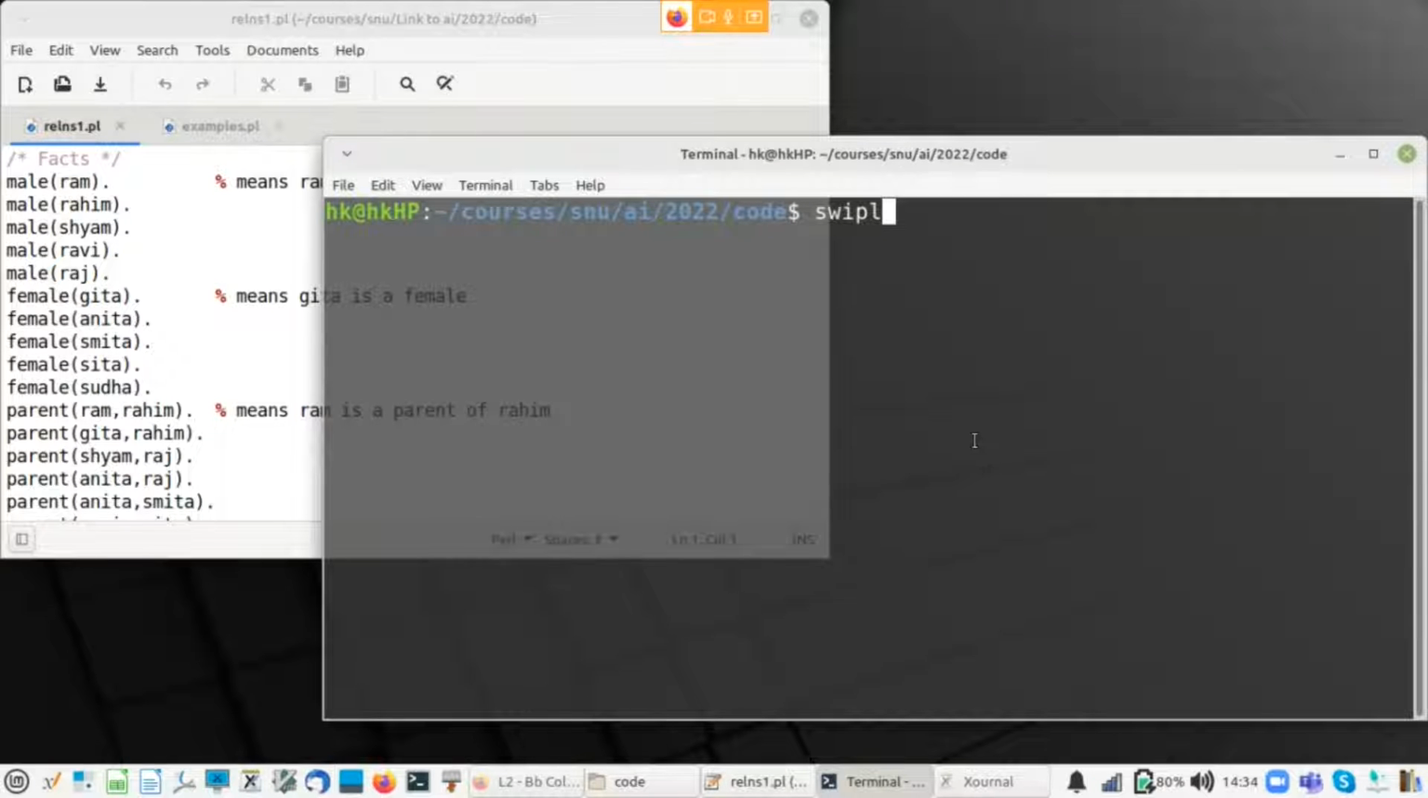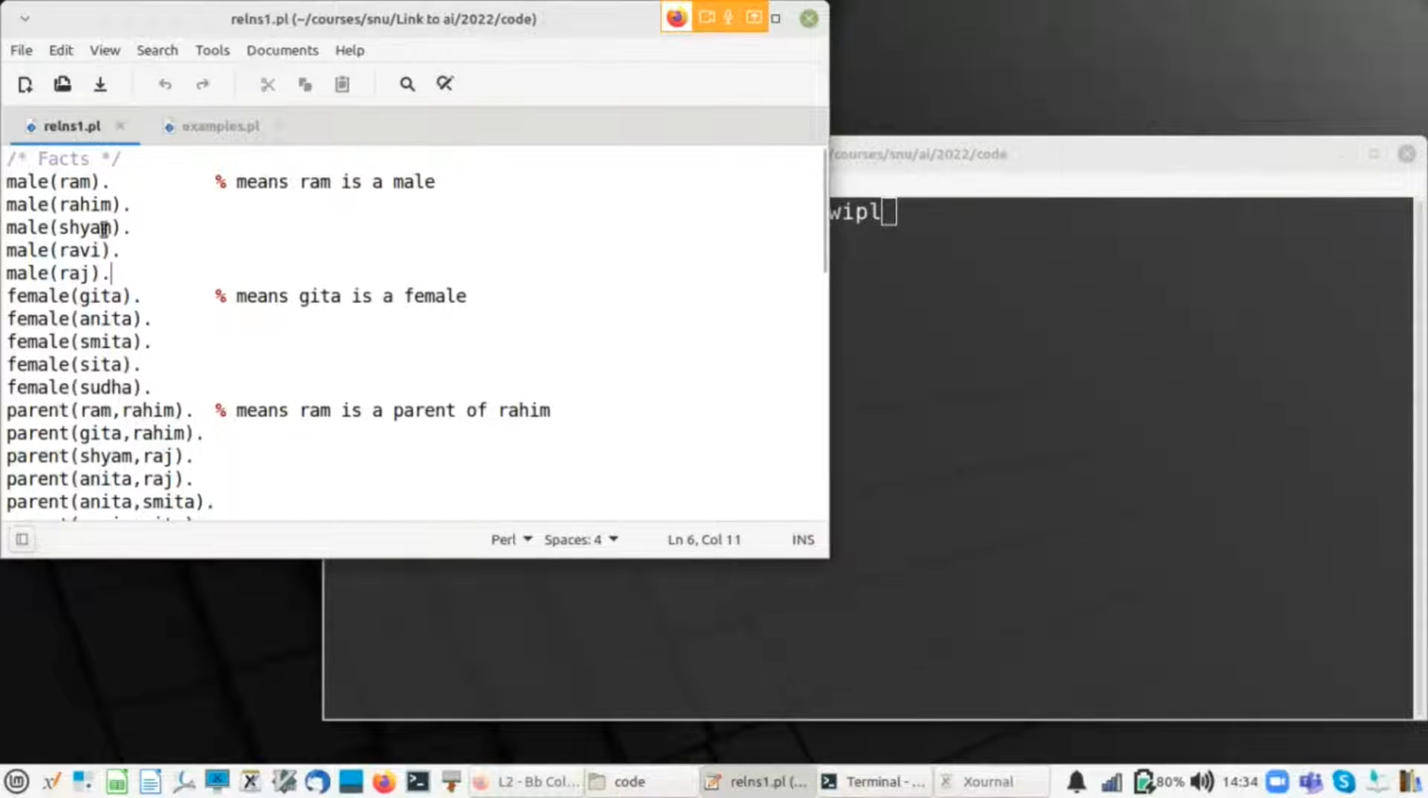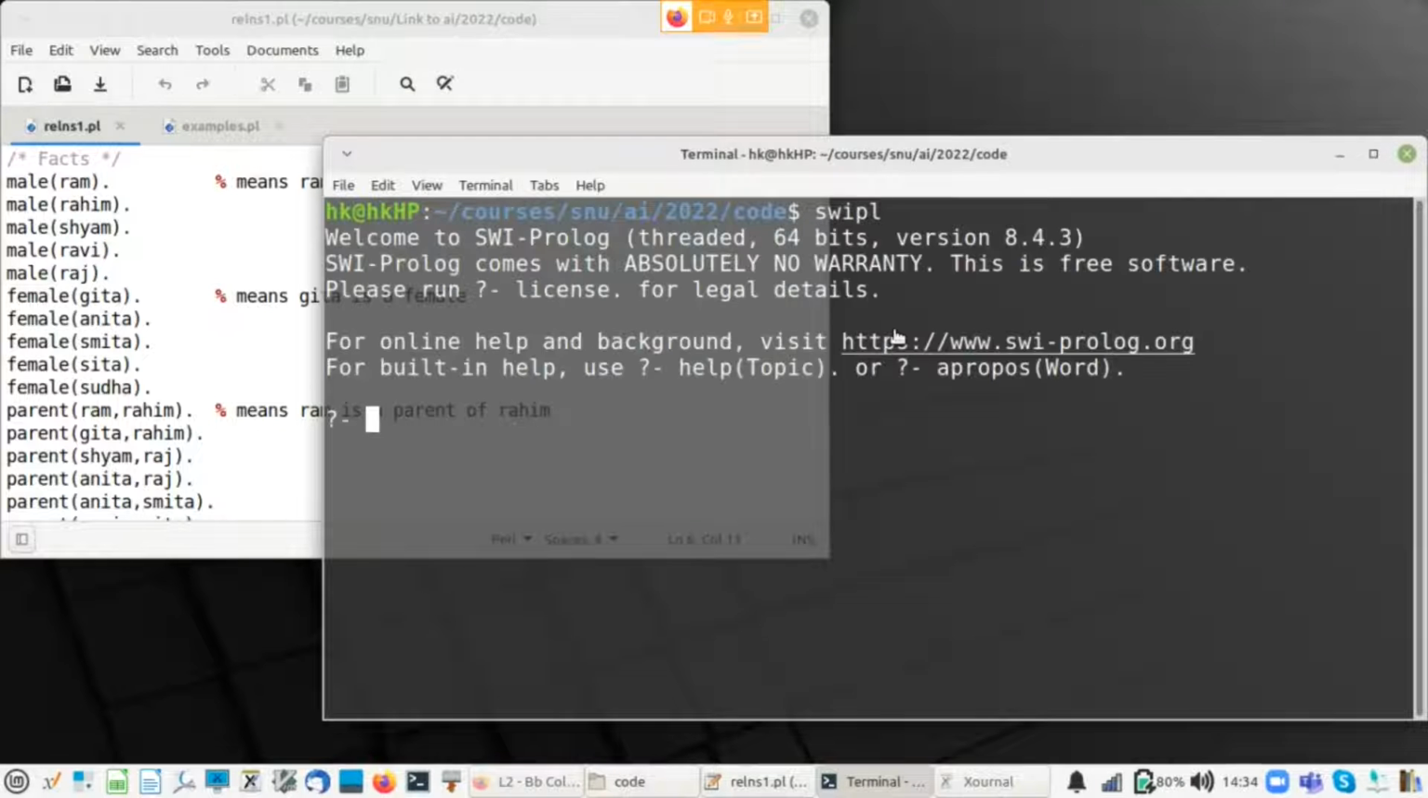So this does not have a GUI interface. On Windows I think you may be able to get a GUI interface, or there may be some plugins which allow you. But for our purposes, we will use an editor where we'll write a program. If I do this, you can see that I have an interpreter which starts with a question mark, so the question mark is all the time asking for a goal.